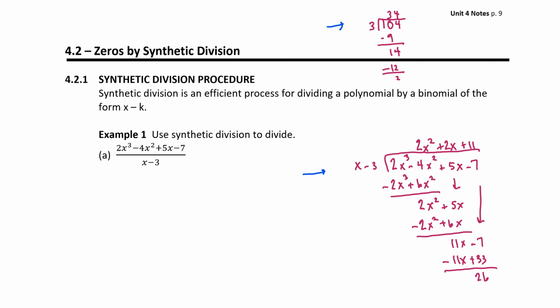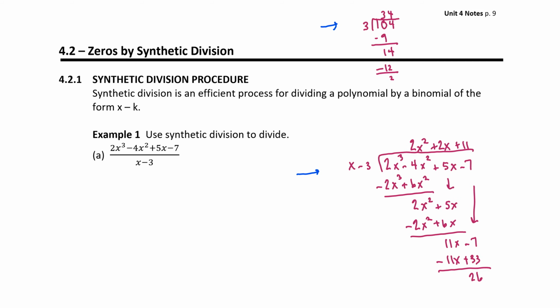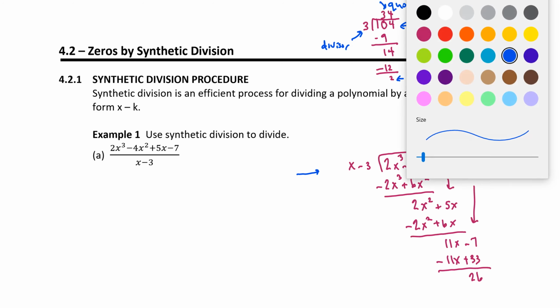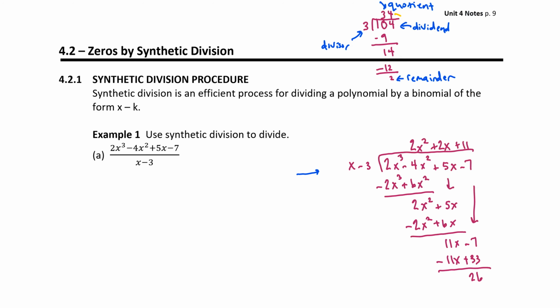Notice in the example of real numbers, we have 104 divided by 3. This part is what we call the dividend. This part is the divisor. This is the quotient. And this little guy is the remainder. Now, oftentimes when we're working with division, we can express the result as a mixed fraction. We take the quotient and we add the remainder over the divisor. So this would be the same thing as 34 and 2/3.